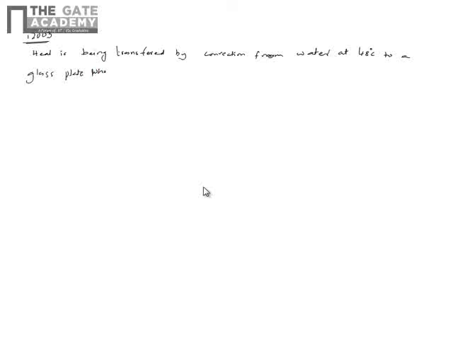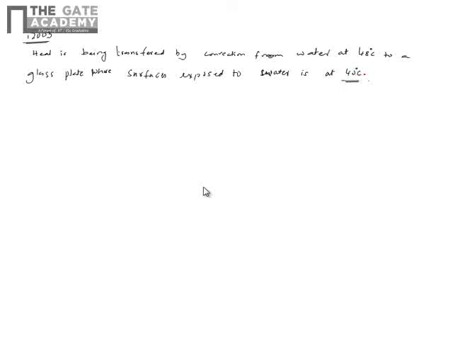So let's do the GATE 2003 problem. Okay, a common data question. This seems to be an interesting problem. Heat is being transferred by convection from water at 48 degrees Celsius to a glass plate whose surface that is exposed to the water is at 40 degrees Celsius.